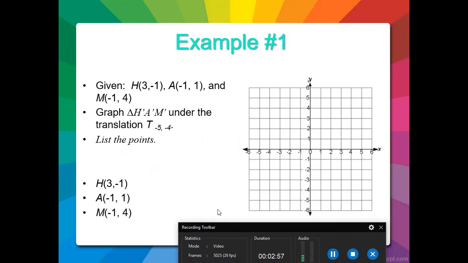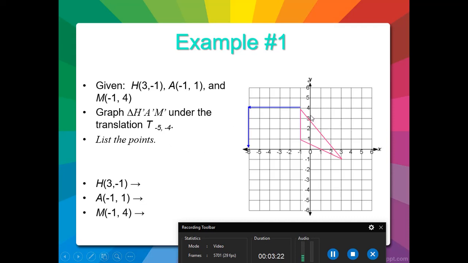We're going to start with example 1. So we're going to plot our triangle HAM using the points that they've provided us. And there it is. According to the directions, we're going to translate. -5 means move it 5 to the left, and -4 means move it 4 down. So this is our translation rule.